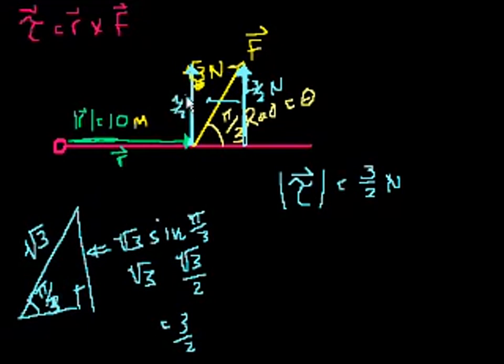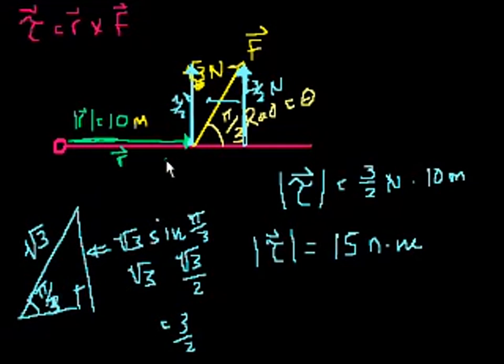So this is also 3/2 newtons, and maybe that makes it a little bit clearer. So it's 3/2 newtons times the distance that you are from your pivot arm. So times 10 meters. And so that is equal to what? 15 Newton meters. So the magnitude of the torque is 15 Newton meters.